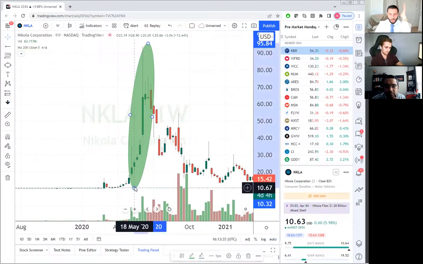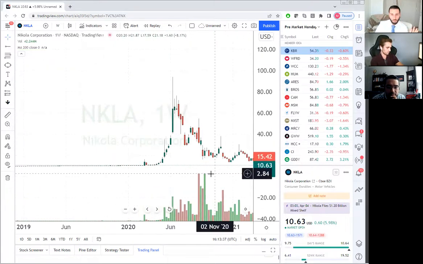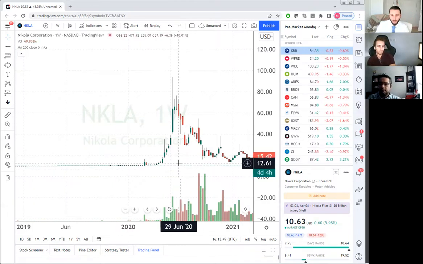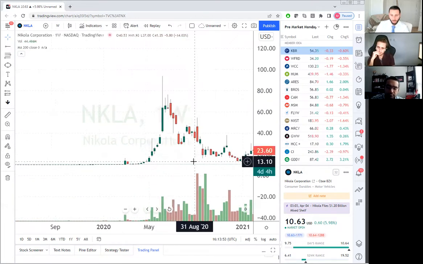So you're going to see an overall theme of the Six Flags roller coaster, where the thing just goes straight up and comes right back down. That's a bubble chart. It's very quick and very exaggerated. The move at the end is the most extreme, and that's of course when everyone's often getting in. No one's buying this thing at $10 or $20. They're buying it at 50 and 80 and 100 when everyone and their mother is telling them to do so.